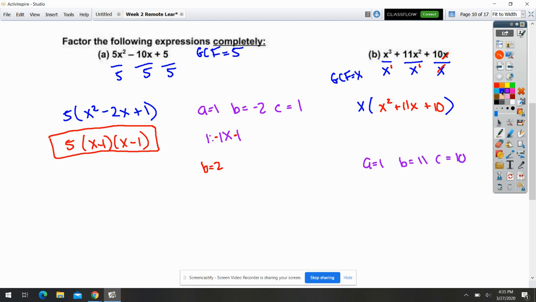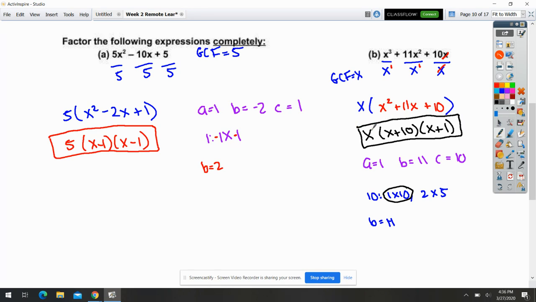This one's pretty simple. What multiplies to 10? We have 1 times 10 and 2 times 5. And which of those add to our B value, which is 11? That's easy. That is 10 and 1. So that means this is going to be factored into x plus 10 times x plus 1. And you cannot forget that x on the outside. Okay? And now this is factored completely.